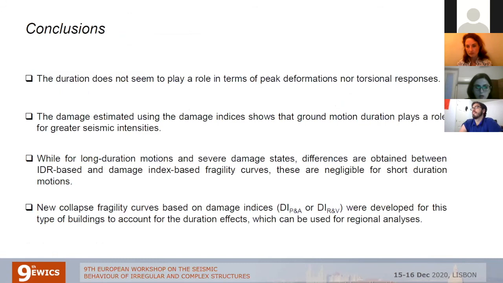As conclusions, the duration does not play a role in terms of peak deformations or torsional responses. The damage estimator using the damage indexes shows that ground motion duration plays a role for greater intensities. For long duration motions and severe damage states, differences are obtained between interstory drift ratio based and damage index based fragility curves. They're negligible for short duration motions. And here we can basically say that new collapse fragility curves based on damage index were developed for non-ductile buildings to account for duration effects, which can be used for regional analysis.